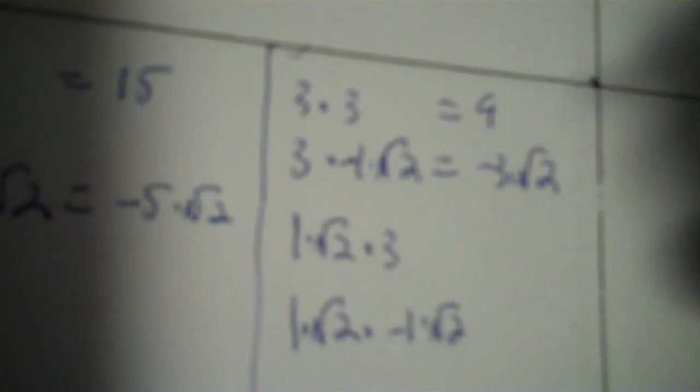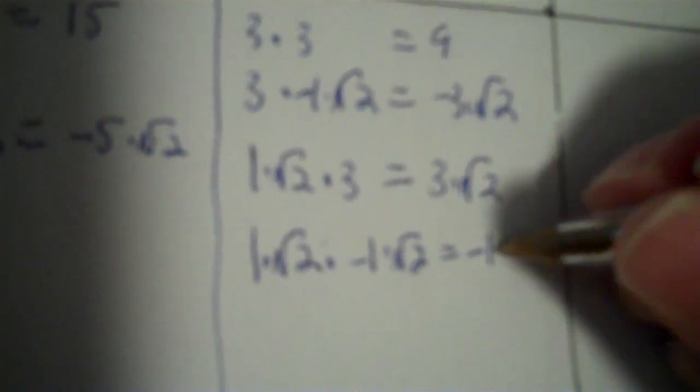Now you find those. So you got 9, negative 3 times the square root of 2. 1 times 3 is 3. You multiply the whole numbers, multiply the square roots. 1 times negative 1 is negative 1. And then the square root of 2 times the square root of 2 is the square root of 4. Okay.